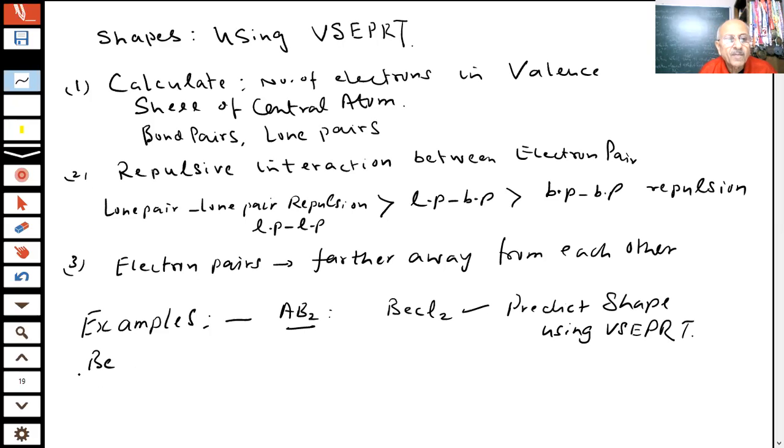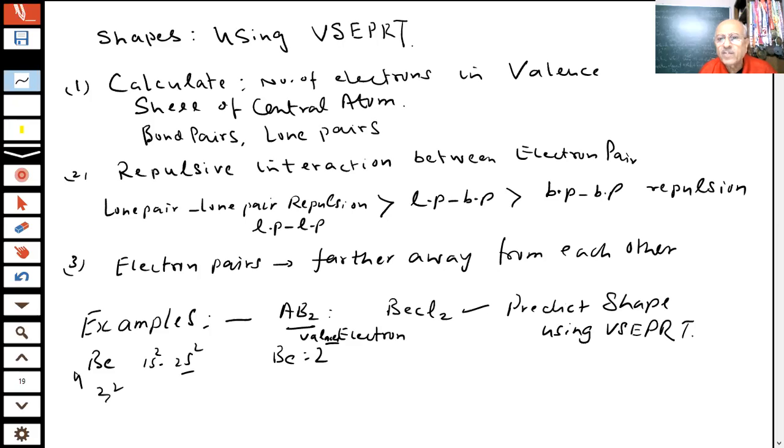It is 4, 1s2, 2s2. It has only 2 electrons in the valence shell. So how many electrons are there in the beryllium valence shell? 2 electrons. In the case of beryllium, valence electrons are 2.